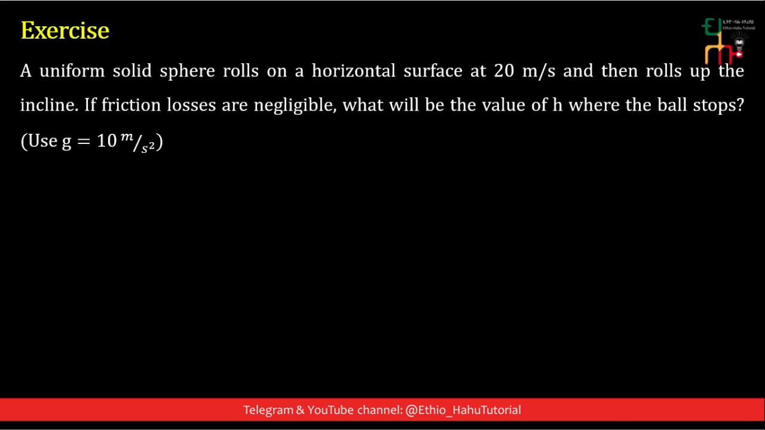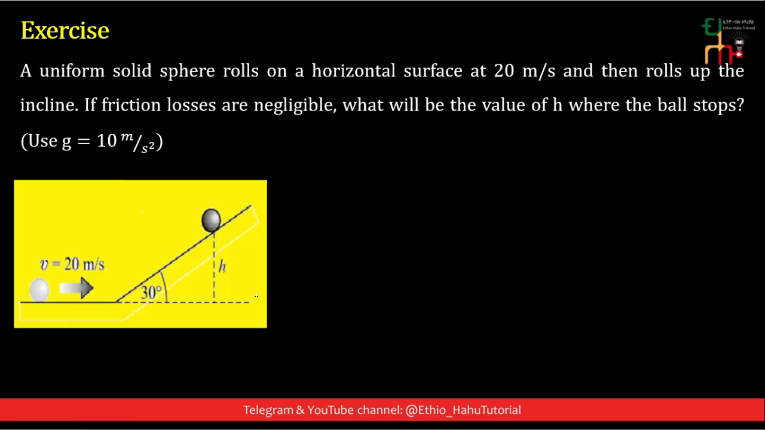A uniform solid sphere rolls on a horizontal surface at 20 meters per second and then rolls up the incline. If friction losses are negligible, what will be the value of h where the ball stops? Use g equal to 10 meters per second square.